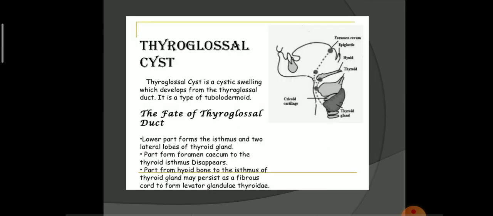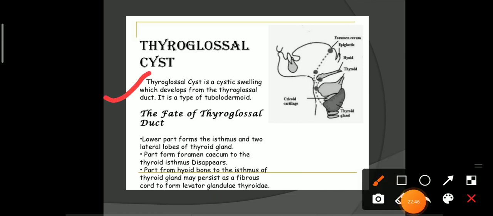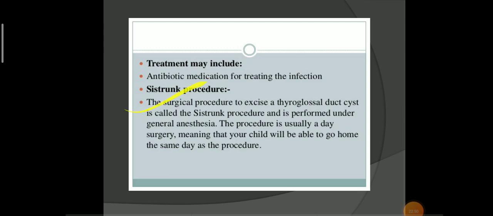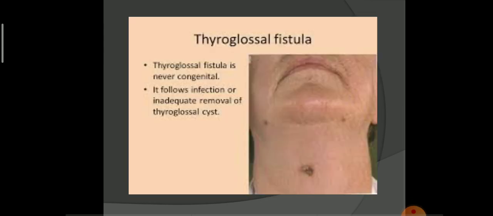Thyroglossal cyst. The thyroglossal cyst is a cystic swelling which develops on the thyroglossal duct. Okay. And the treatment includes cyst excision operation. Thyroglossal fistula. This thyroglossal fistula doesn't develop directly. When we are doing the surgery of the thyroglossal cyst, if any infection occurs, then this cyst is going to turn into a thyroglossal fistula. Okay. The treatment of thyroglossal fistula also includes the same, that is cyst excision operation.